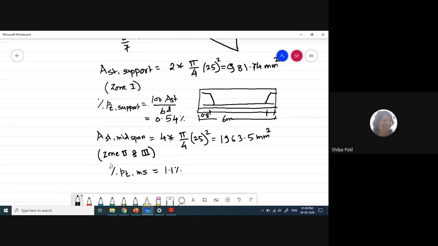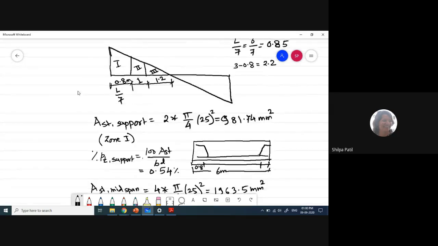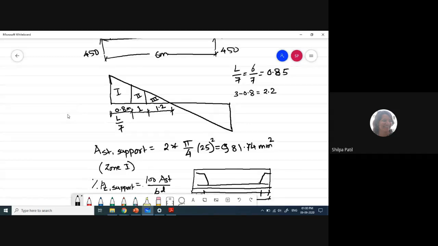Okay, is it clear? So we have decided the zones, and now we have calculated the changed value of AST also for midspan and support region. So for zone 1, zone 2 and 3, AST calculation and percentage steel calculation is with you now. The remaining steps, I think you can follow easily at home. All of you are requested to complete this problem at home, so that in the next lecture I can go to the next type of problem, because one more type of problem is there based on shear design. Once we finish that, then we can start quickly the design of beams part.